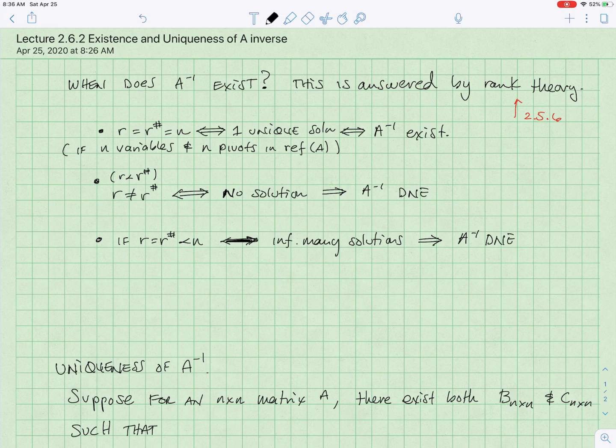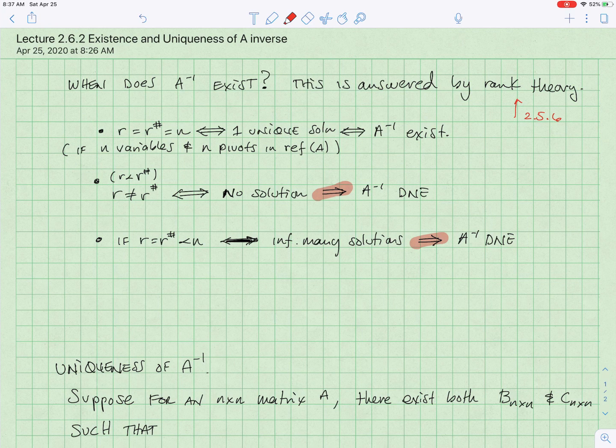And so please note again that these two are not bidirectional. They're one-directional, meaning that if you start with A inverse doesn't exist, you can't necessarily tell whether it's no solution or infinitely many solutions right off the bat. That requires some more work. But if you do know that A inverse exists, you get one unique solution and vice versa. That is bidirectional, and those are interlocked with one another.